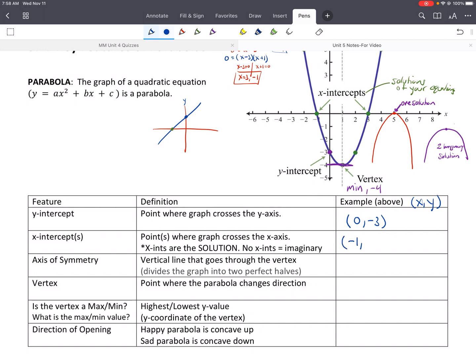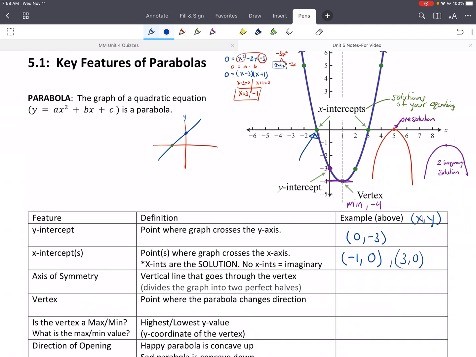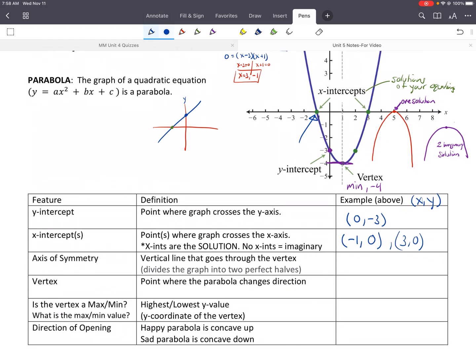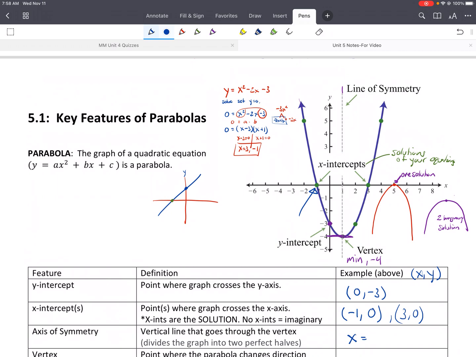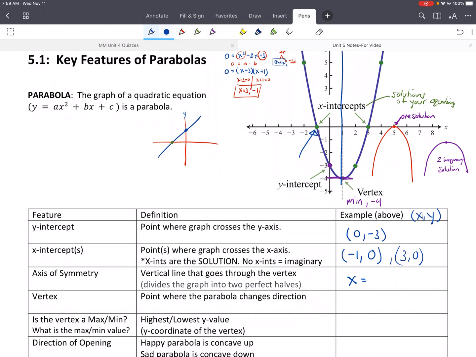The x-intercepts here would be -1 comma 0, and then the second x-intercept would be 3 comma 0. Axis of symmetry. The axis of symmetry is a line, so we'd need to write it as an equation. It's always going to be x equals whatever it crosses the x-axis, which is 1. So here the axis of symmetry would be x equals 1. It's always going to be a vertical line, and its slope will be undefined.